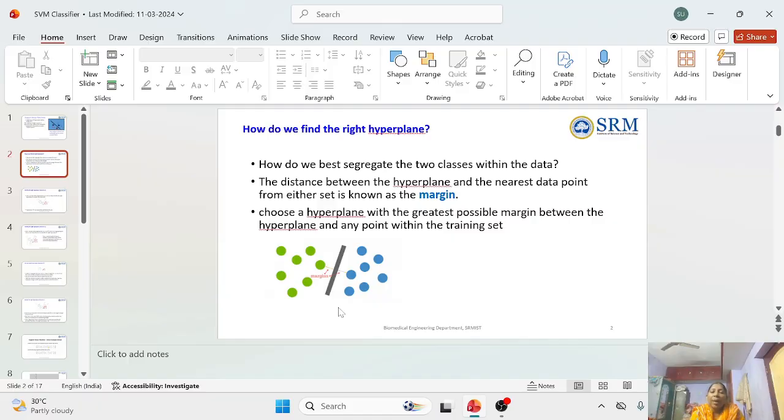Now let us see how we can find the right hyperplane, how we can best segregate the two classes within the data. Here you can see a hyperplane in which two different data points are located, and you can see the margin. There is a maximum distance between the hyperplane and the data points on either side. So we have to choose the hyperplane in such a way that there is the greatest possible margin between the data points and the hyperplane, within the training set.